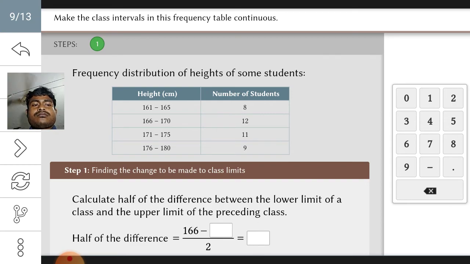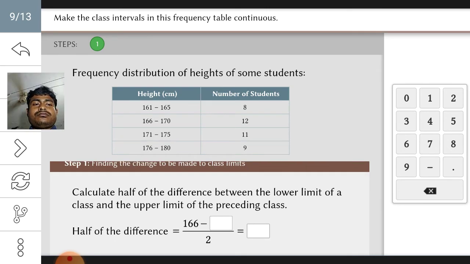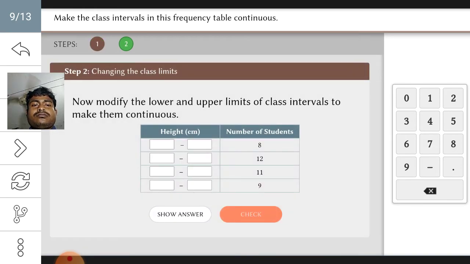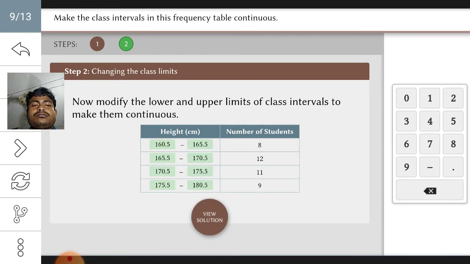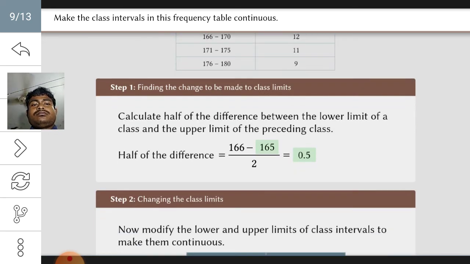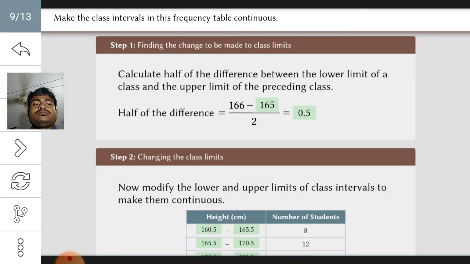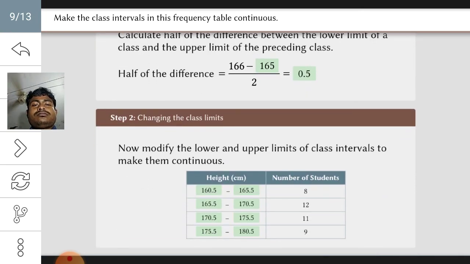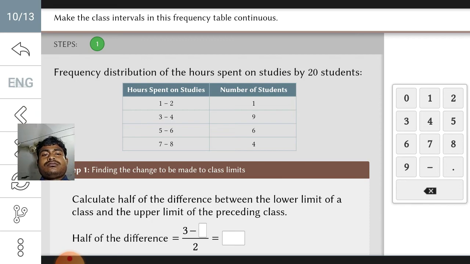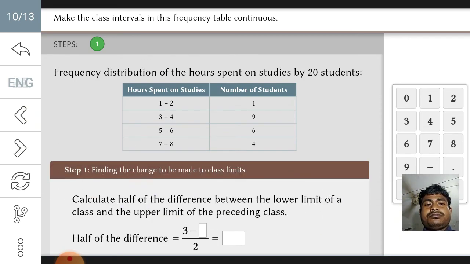Make the class intervals continuous. Make the class intervals in this frequency table continuous.